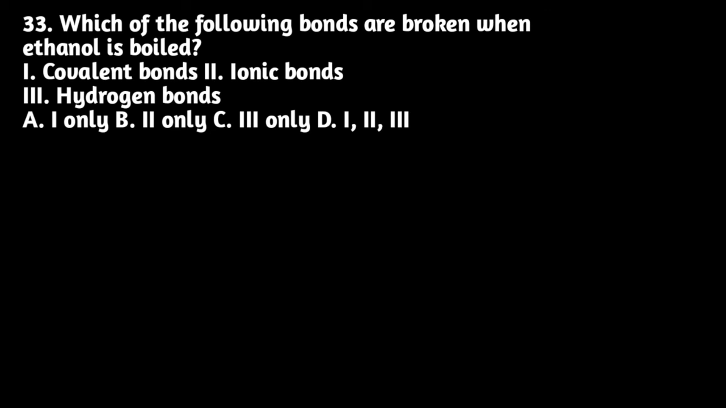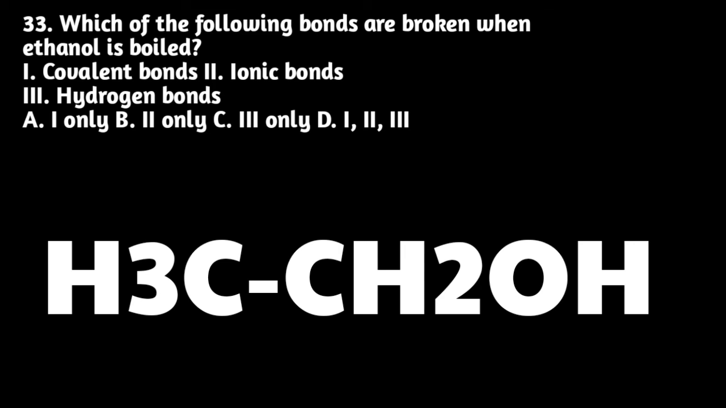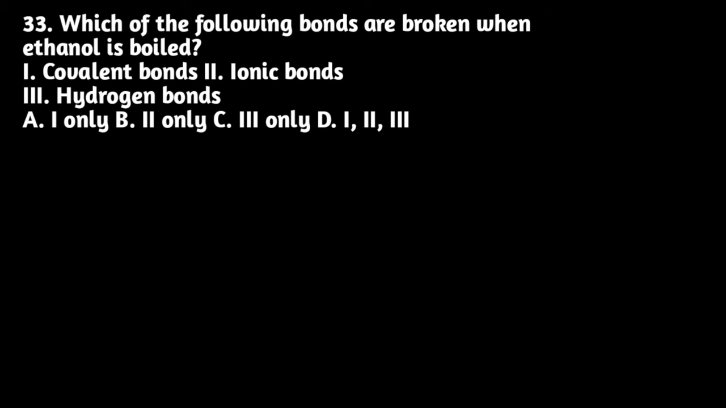Question number 33. Which of the following bonds are broken when ethanol is boiled? Ethanol is mostly a normal covalent bond, but there is one thing about it, the hydrogen bond, that is the OH, as you can see on the screen. The OH there makes it a little bit different from other covalent bonds. Therefore, what we are actually trying to break is the hydrogen bonding.